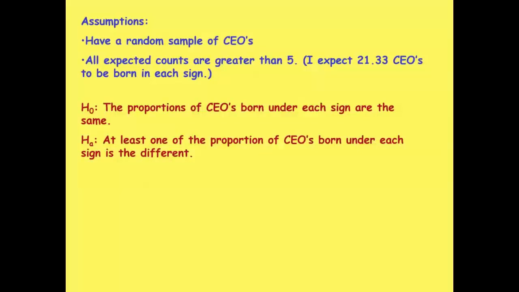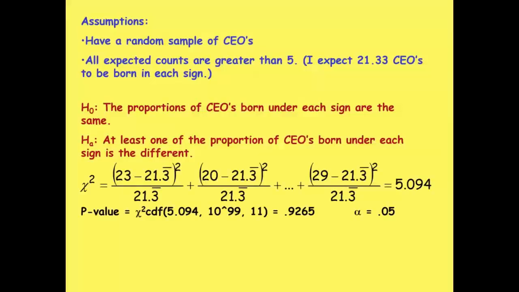numbers for us. Okay, so starting with the first month, we saw 23, but we expected to see 21.3. So we subtract, square, and then divide. The second month was 20, set it up that way, and all the way up to 29. Now, that's kind of tedious to do by hand. So again, I'll show you a calculator menu for that. So let me do that.